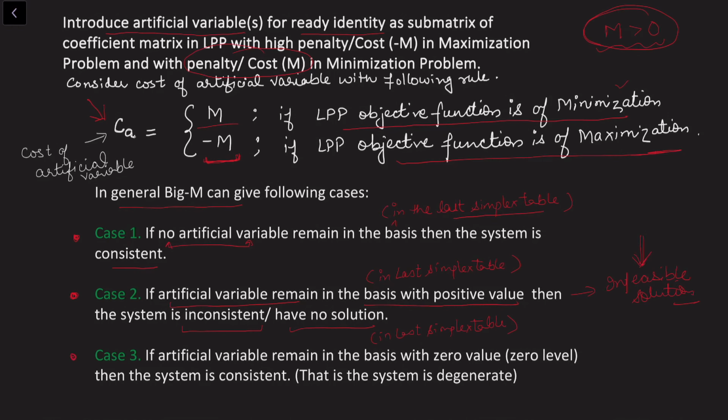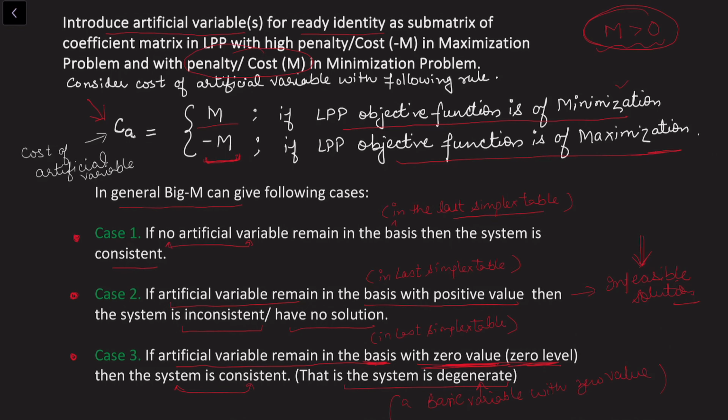In the third case, if an artificial variable remains in the basis with zero value, the artificial variable is appearing in the last simplex table, but its solution is 0. Even if its solution is 0, multiplied by its cost, its contribution is 0 in the objective function, and hence we say that the system is consistent. This is also a category of degenerate basic solution, because if an artificial variable is in the basis and it appears with a 0 value, a basic variable with 0 value is what we have defined as a degenerate basic solution.